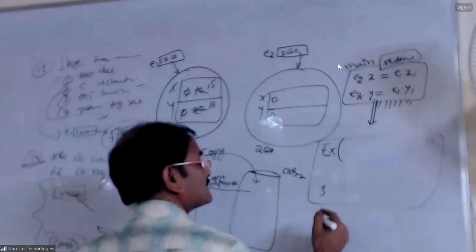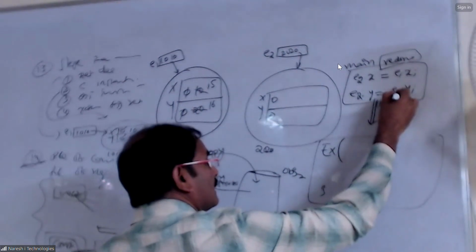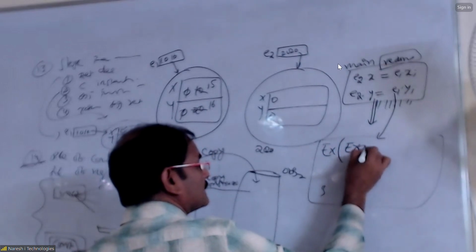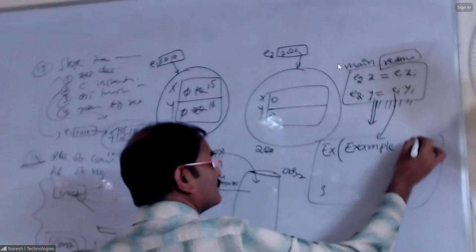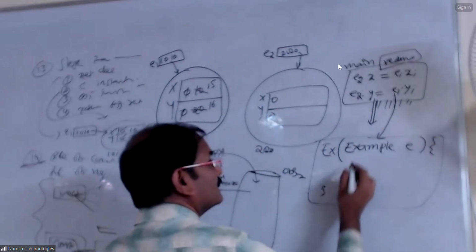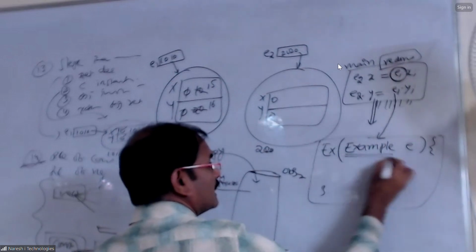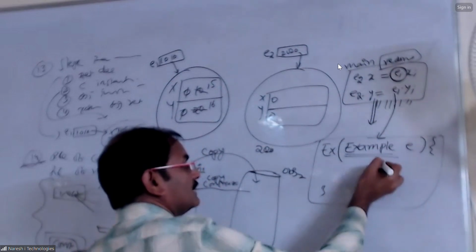If we want to pass an object, I have to pass the object directly. Then which parameter will take an object? A reference type. What should I write here? Example e. Which class object do you want to take? e1. e1 is of what type? Example. So I have to take the parameter as Example.